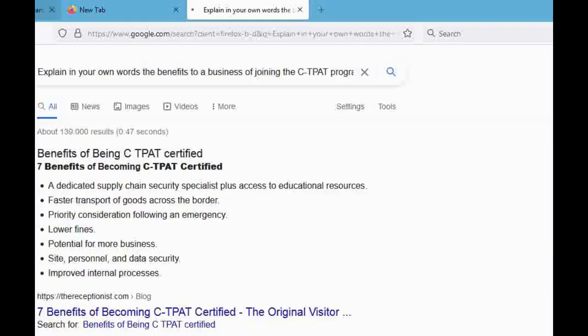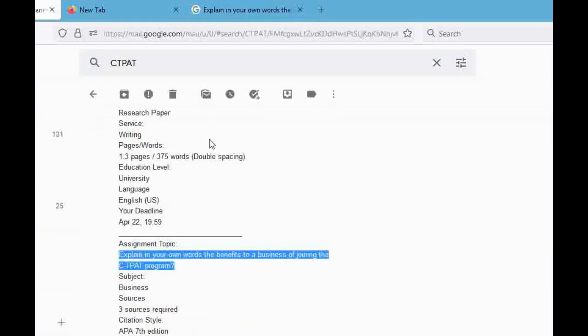So if you go back to the question again, it's good to keep going back to the question to see how you're doing, to make sure that you don't lose track, and to make sure that you're answering the question in the right way. So: explain in your own words the benefits to a business of joining the CTPAT program. The keyword here is benefits, because we are looking at the benefits that a business will have if it joins the CTPAT program.